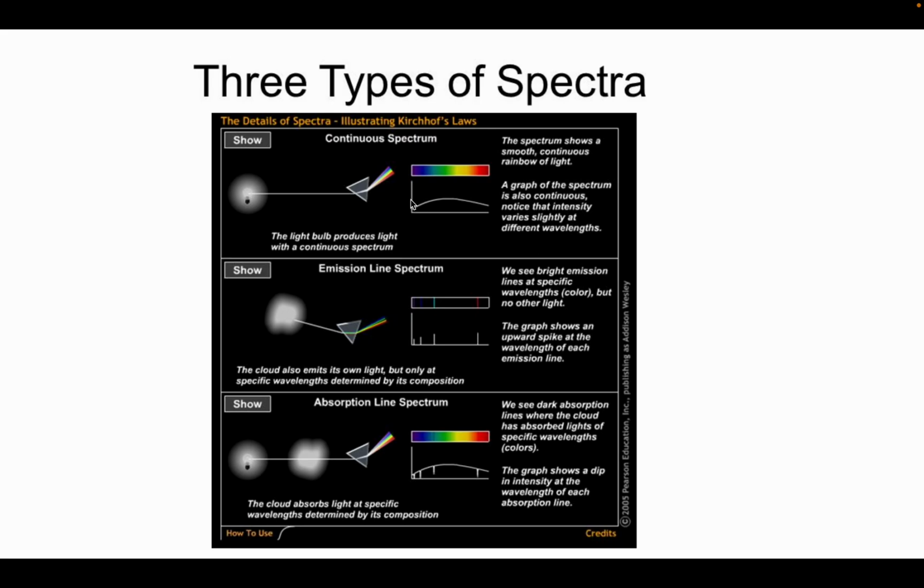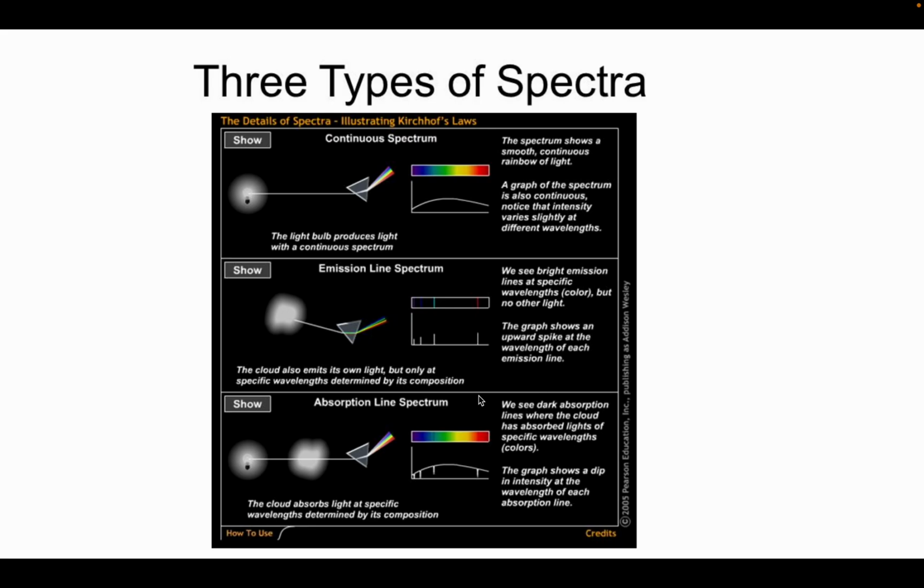And the emission line spectrum: when a hot cloud emits its own light, but only at specific wavelengths that determine its composition. We see bright emission lines at the specific wavelengths but no other light. So you can see this spike at each emission line.